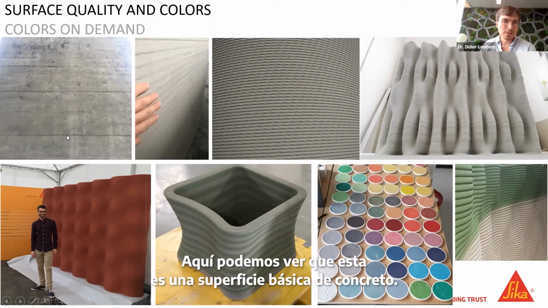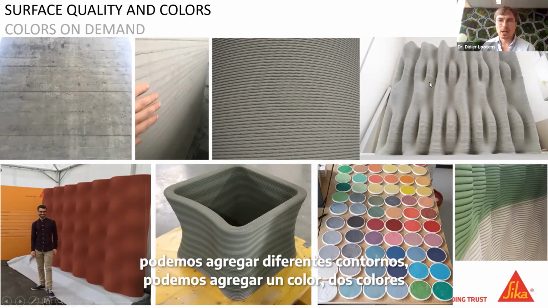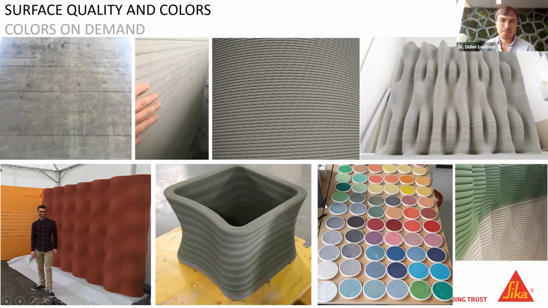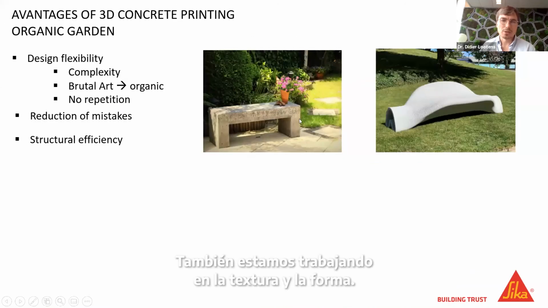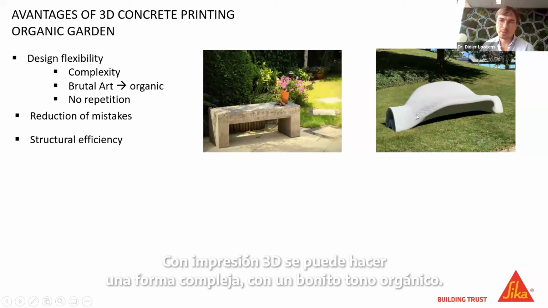Here we can see this is a basic surface of concrete with a mold. We can make a flat surface, but we can make a textured surface. We can add different contours. We can add one color, two colors, or an infinite series of colors. So, color on demand. Also, we are working on the texture and the form, the shape. We don't want to make concrete shapes like we are doing now with the mold. With 3D printing, you are able to make a complex shape, a nice organic shape.